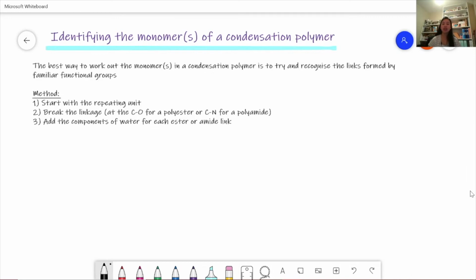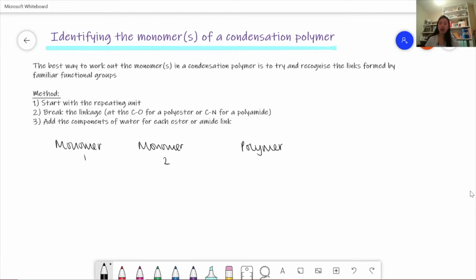Now we're going to talk about how to identify the monomer or monomers of a condensation polymer. The best way to work out the monomers in a condensation polymer is to try and recognize the links formed by familiar functional groups. So what we can do is form a table. We have monomer number 1, monomer number 2, and then the polymer.